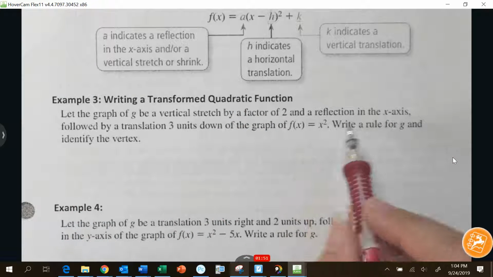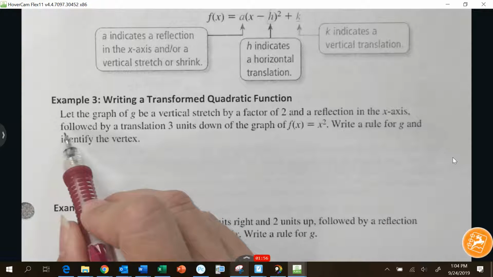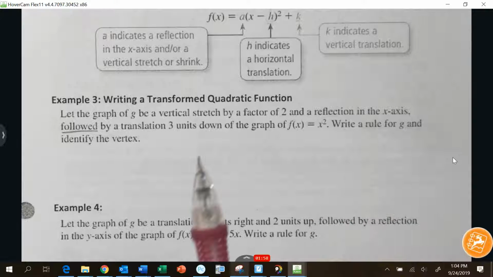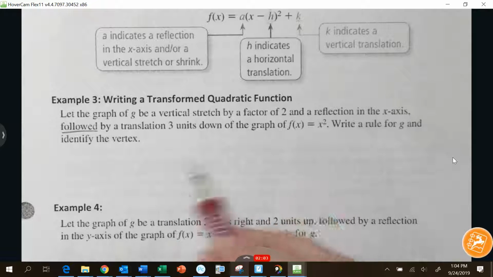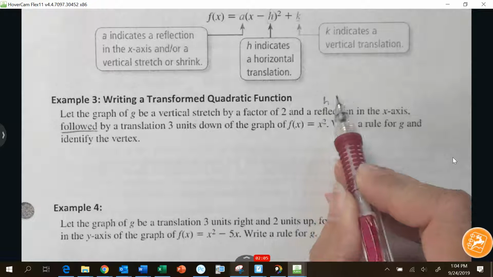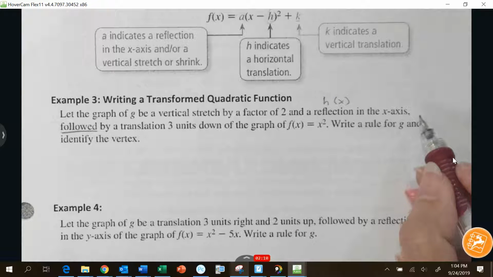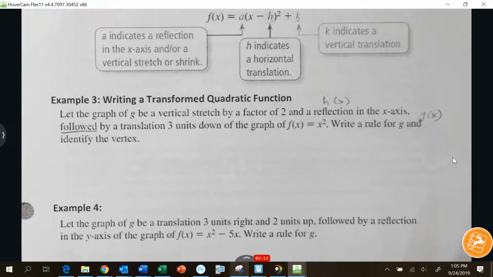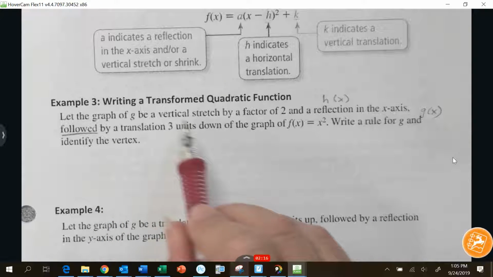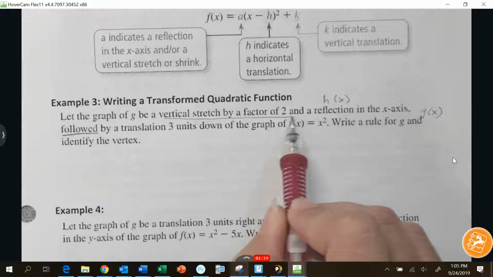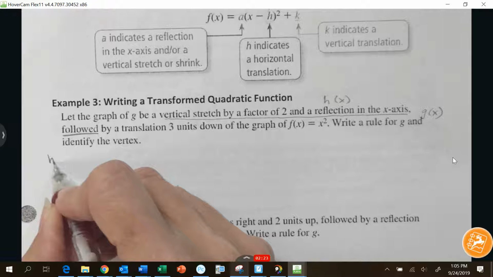Since this has lots of stuff happening, I'm not going to do it all at the same time. Where I have "followed by," that's kind of where I'm going to divide this into 2 halves. I'm going to have the first half like h of x, and then the second half, I'll use my g of x. We've done this before. So this says let g be a vertical. So I'm going to just look at vertical stretch by factor of 2 and a reflection in the x-axis. So h of x.